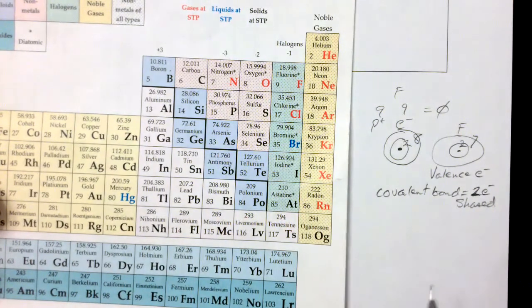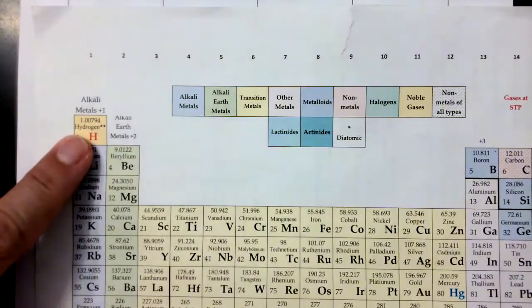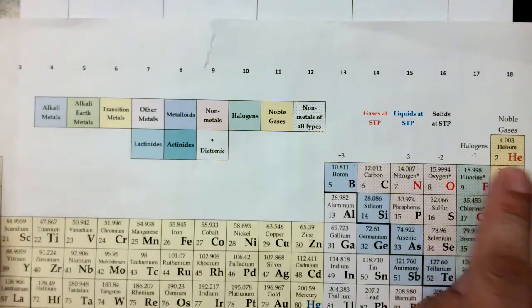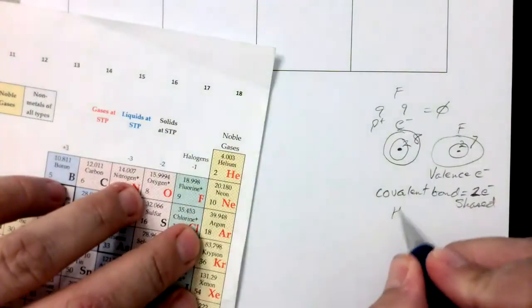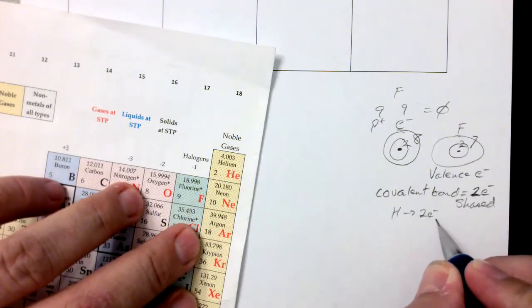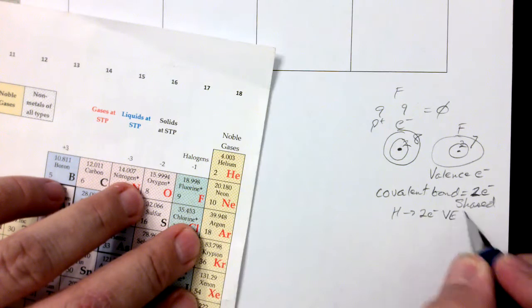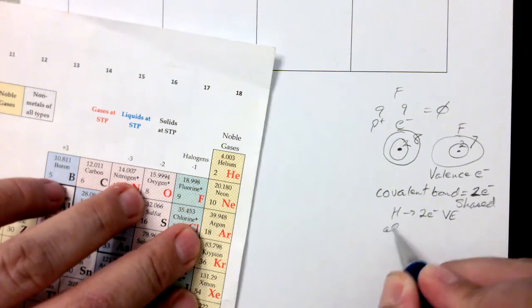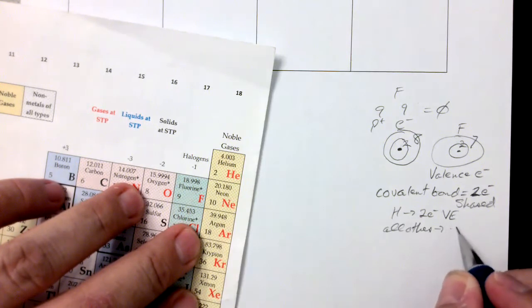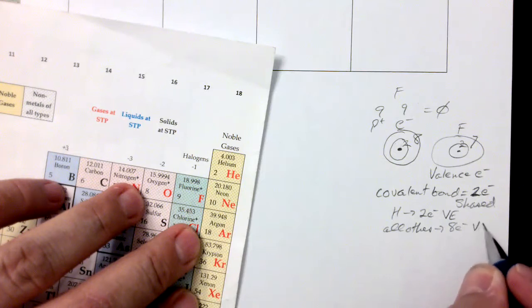And everybody's trying to get 8 electrons except for hydrogen, who is only trying to achieve his nearest noble gas, rock star hero's position of 2 electrons. So hydrogen is trying to get 2 valence electrons here. And everybody else, all others, are trying to get 8 electrons, 8 valence electrons.